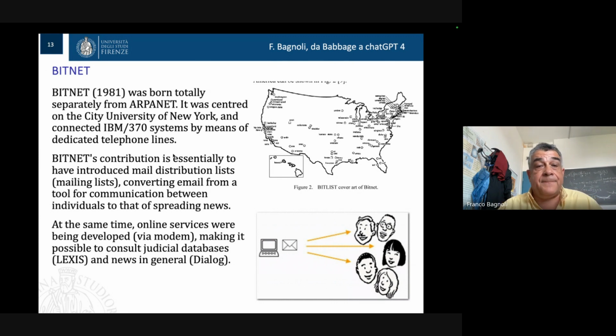For instance, BitNet was completely separate, a way of connecting essentially IBM systems, and it had its own protocols. I remember I used BitNet sometimes because some researchers were on BitNet and not on the internet at that time when I entered the university. BitNet had its own way of specifying email addresses, servers and systems.